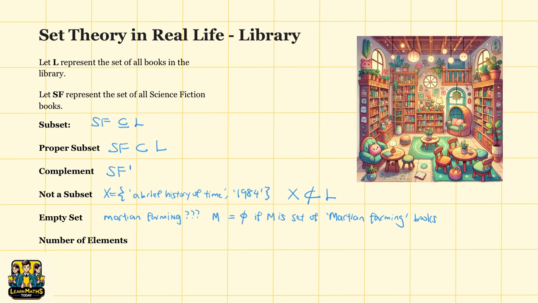The number of books in any section can be considered as the number of elements or the cardinality of that section. For example, if the science fiction section has 200 books, the cardinality of set SF is 200. We can write it as the number of elements of the set SF equal to 200.